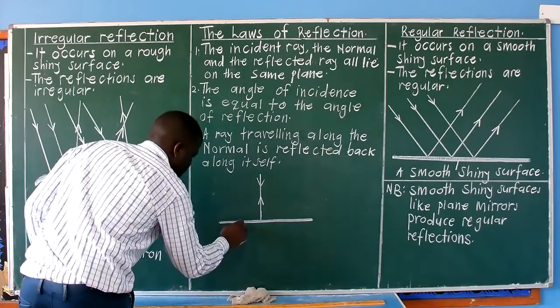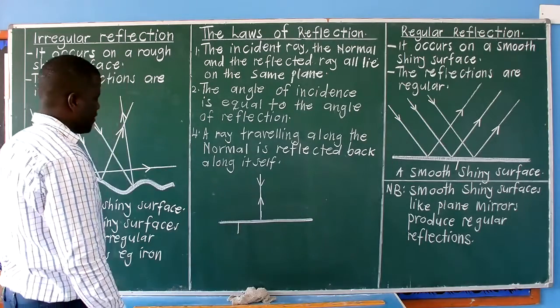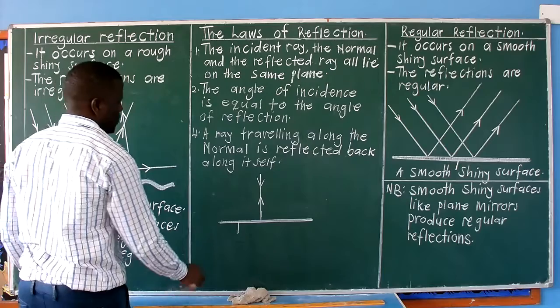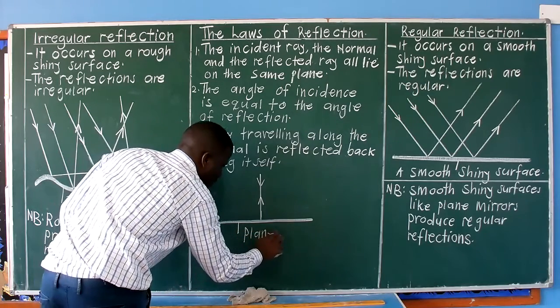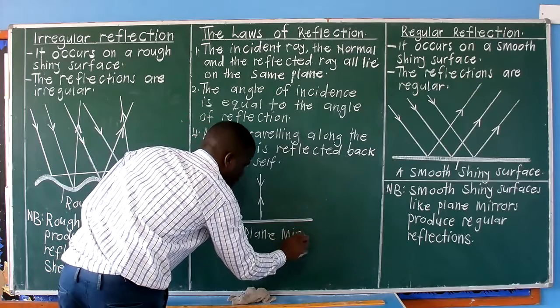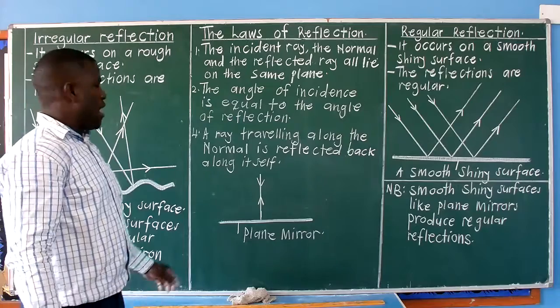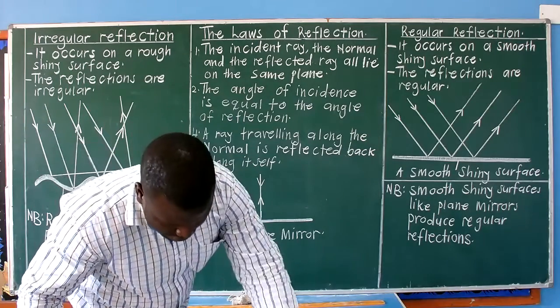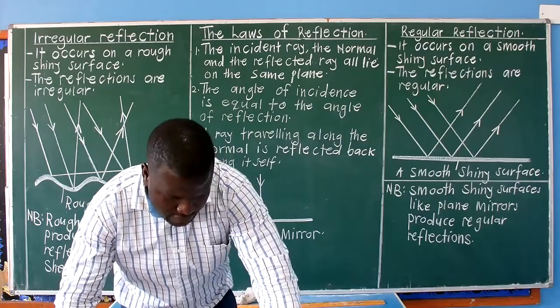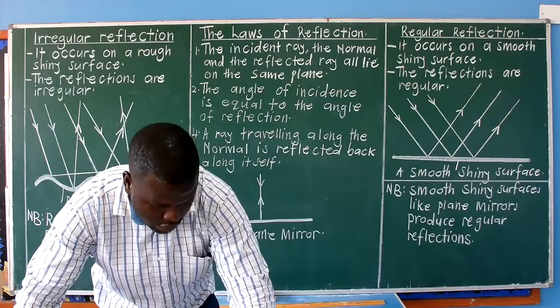So this is a smooth, shiny surface or plane mirror. That's a plane mirror. So a ray traveling along the normal is reflected back along itself.